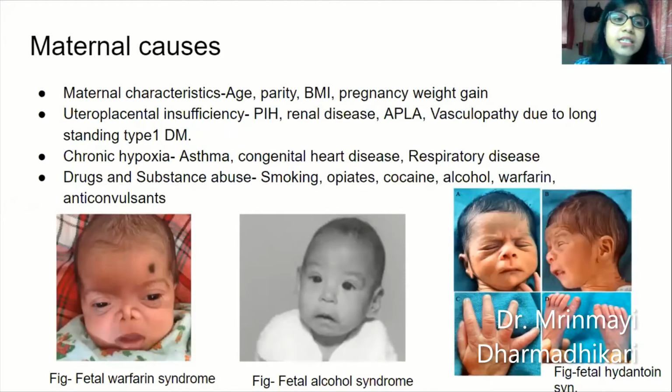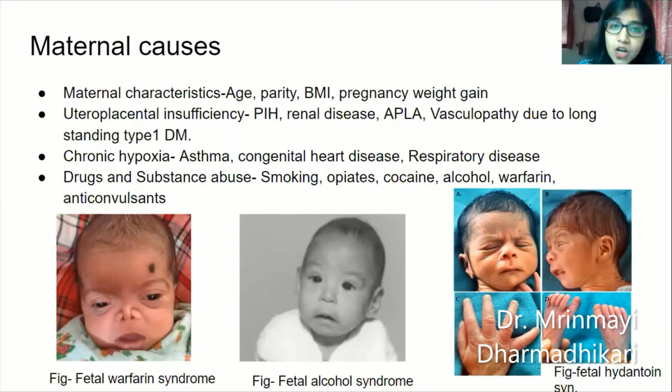Maternal causes. First, maternal characteristics, which include age, parity, body mass index, and pregnancy weight gain. So that is why it is very important at every ANC visit that you must take the weight of the patient and make sure that it is on a rising trend.